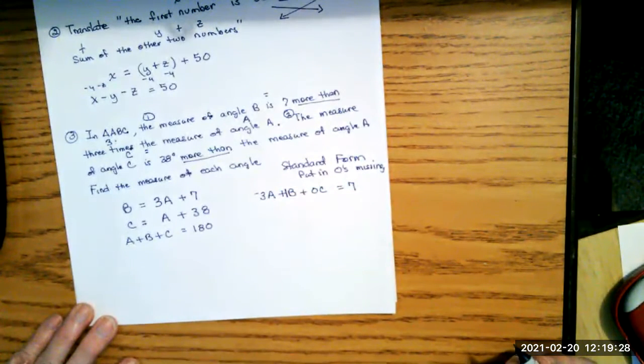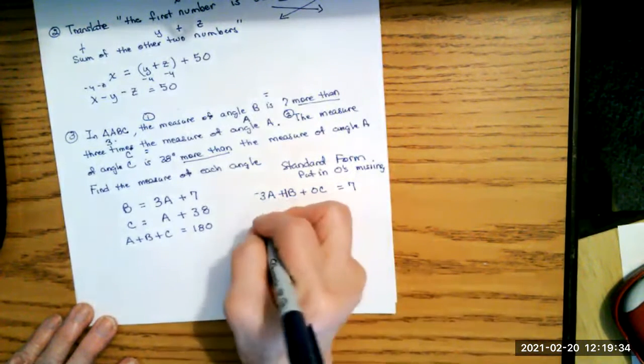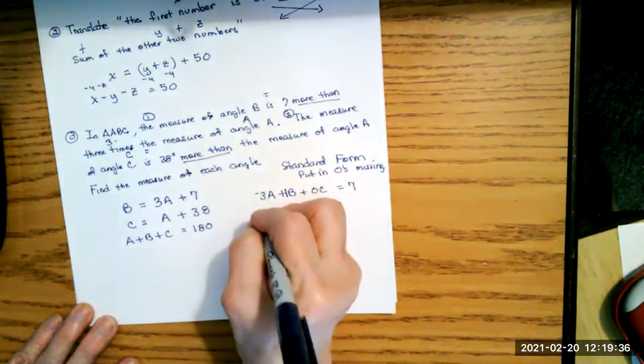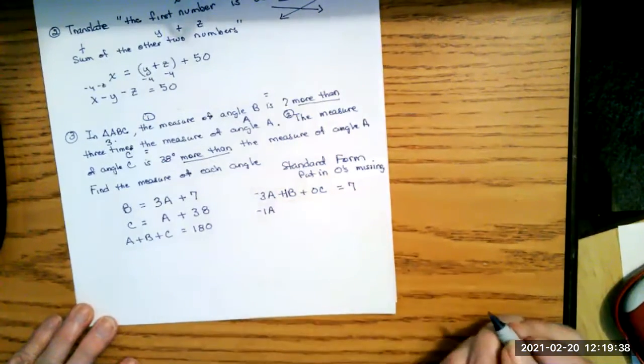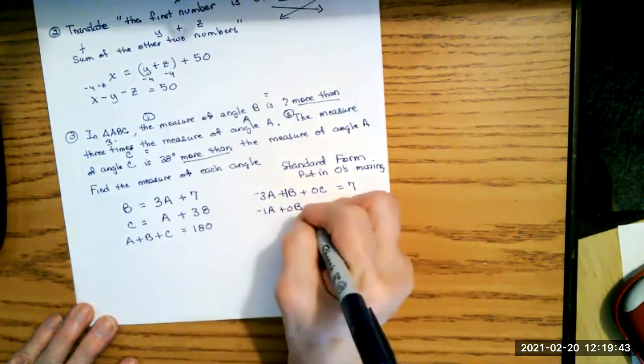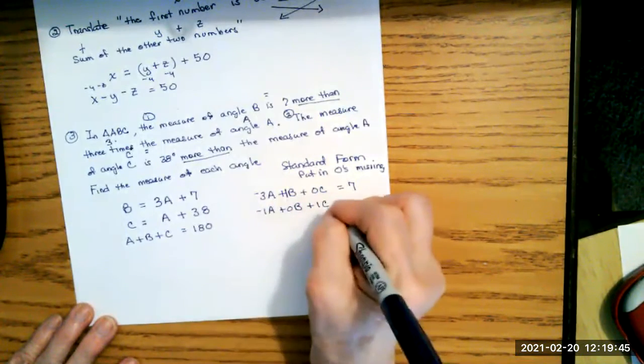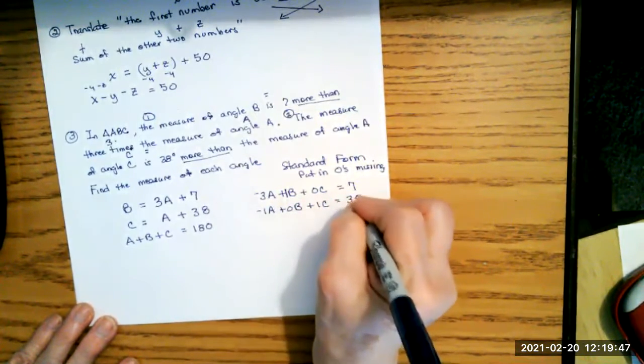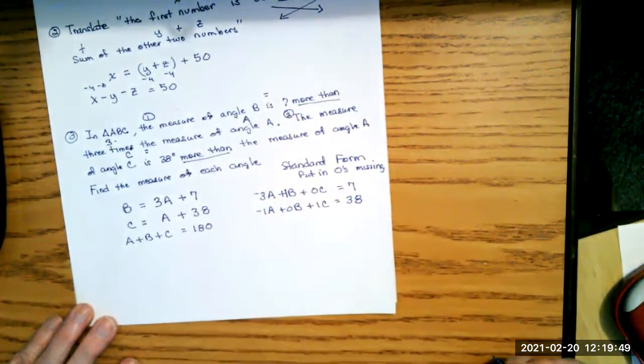Let's do this next one. Then we're going to bring the a over, and there's no b, so I'll put a 0b. So I have 1a, and it's negative because I brought it to the other side. And there's a 0b, and a 1c equals 38. That's my second one that's been transformed.